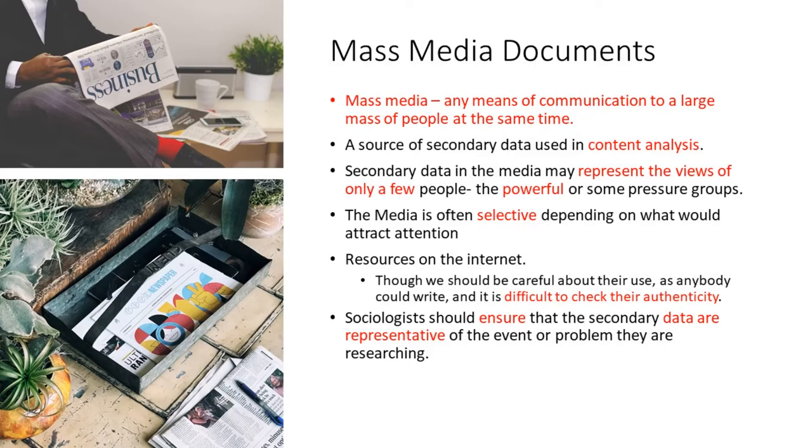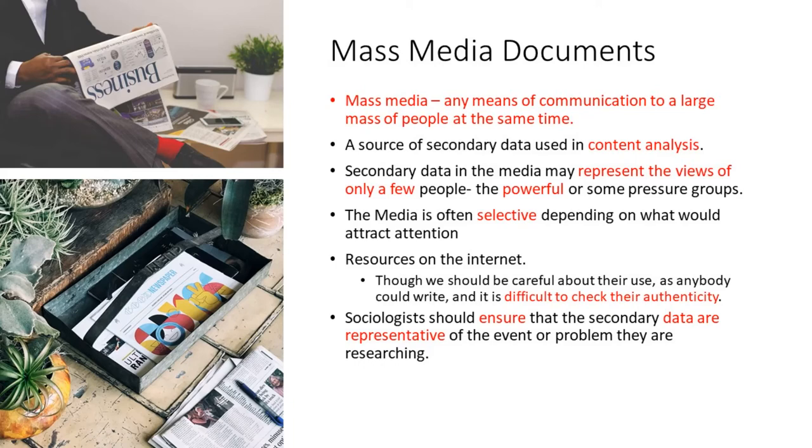Another source of secondary data is the mass media. Mass media refers to any means of communication to a large mass of people at the same time. You will recall that we spoke about content analysis, where we made reference to mass media documents being used for analysis by sociologists. Some problems of such secondary data from the media reside in the fact that they represent the views of only a few people, very often the powerful or some pressure groups. That's why we should be careful about such a source of information.